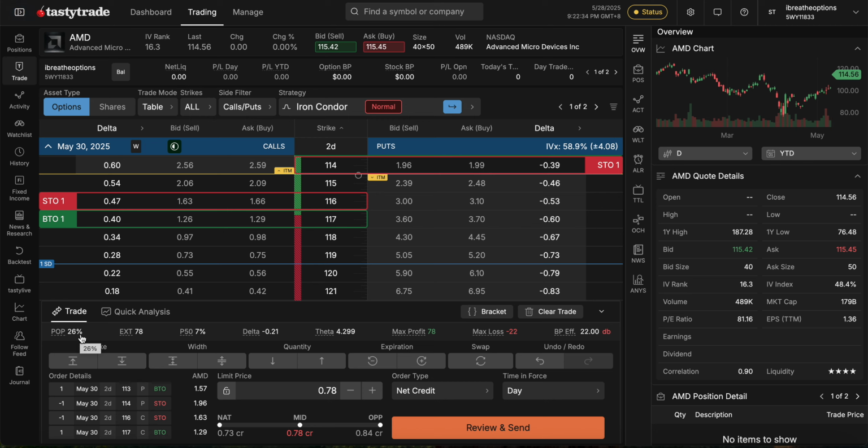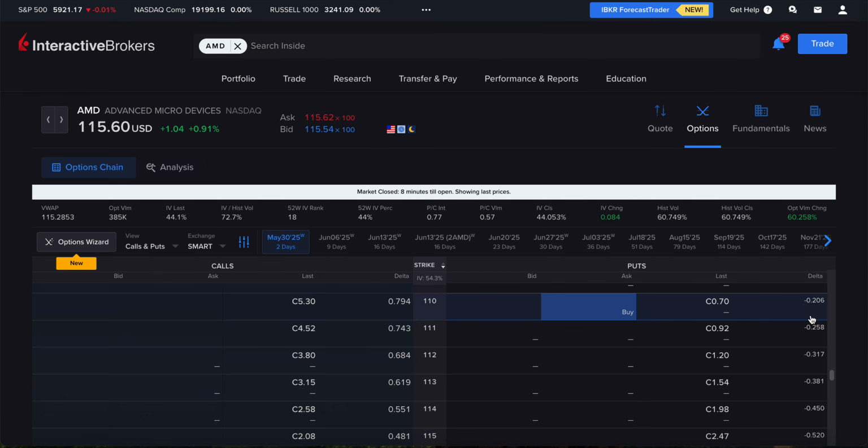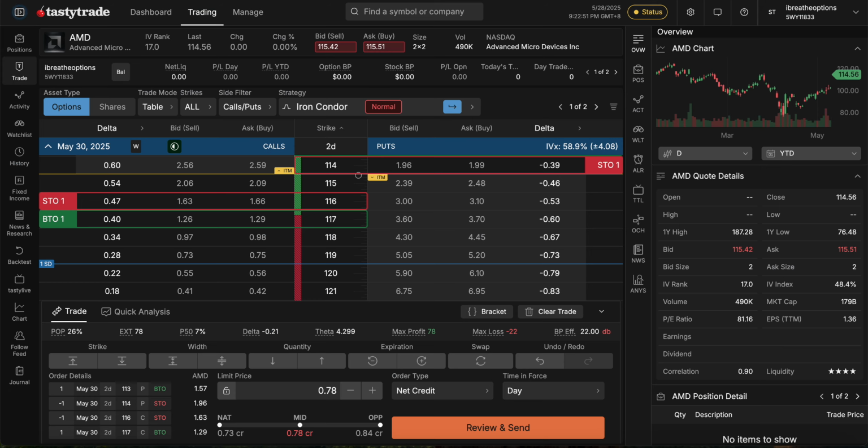I think to wrap up, just remember delta is a great starting point for strike price selection. Probability of profit gives us a better idea of my real odds. I'll probably advise to use both, but don't confuse them. Just think of delta as a compass and probability of profit as your actual weather forecast.